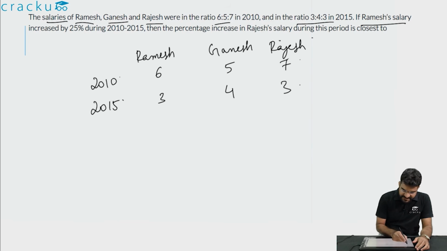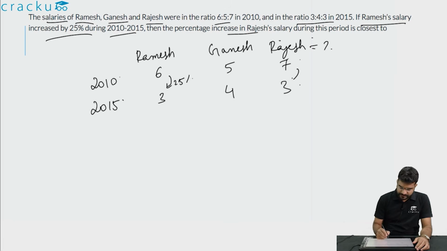If Ramesh's salary has increased by 25% from 2010 to 2015, then the percentage increase in Rajesh's salary during this period is closest to what? We are given 4 options, we will look at them later. In fact in this question you can ignore Ganesh because nothing has been given about him or asked about him.